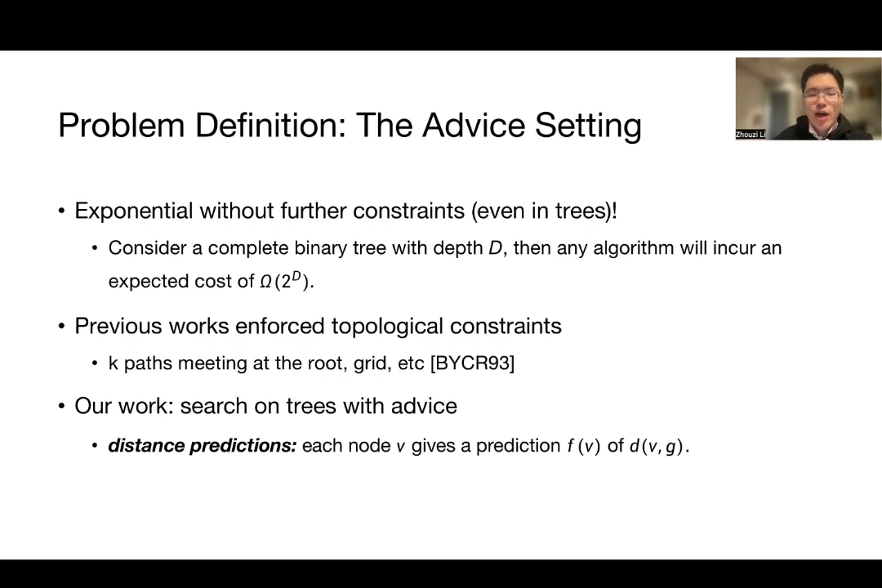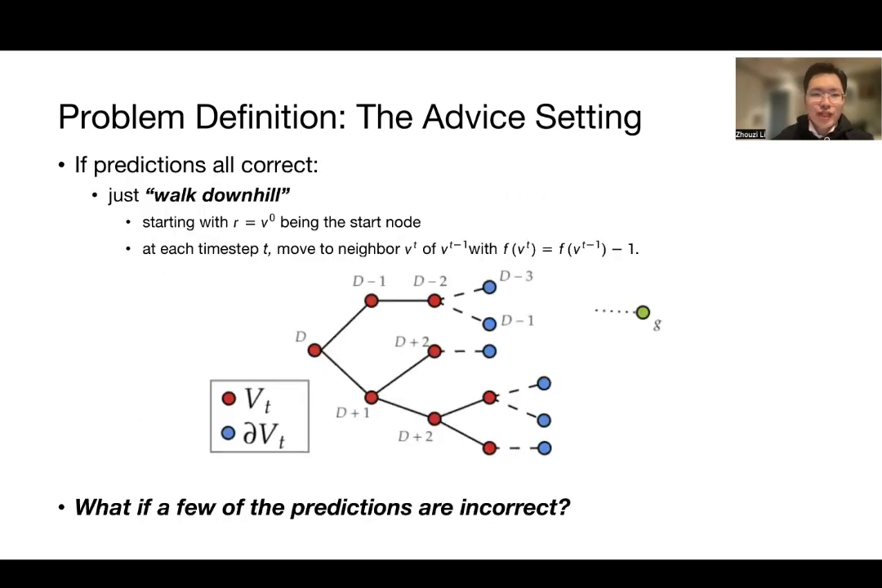In our work, however, we consider the graph searching problem in the advice setting, in which each node v gives a prediction f_v of its distance to the goal. If all the predictions are correct, then the problem is trivial. We can just walk downhill: starting from the root at distance d to the goal, we find its neighbor of distance d minus 1, then d minus 2, and so on, and finally we reach the goal in d steps, which is just the optimal.